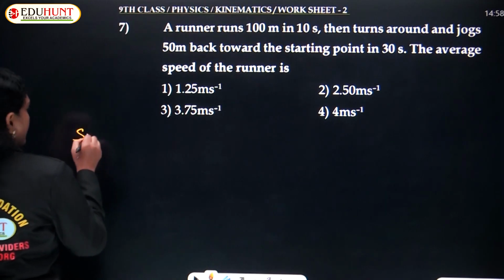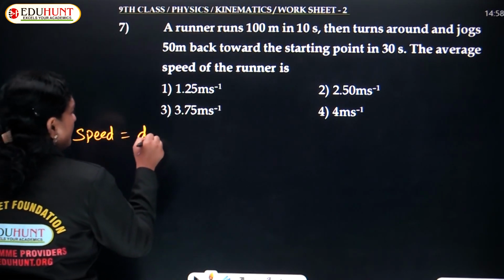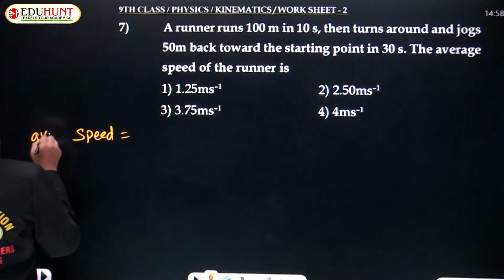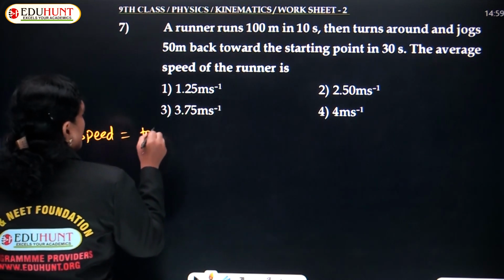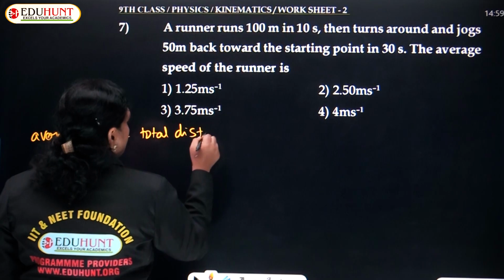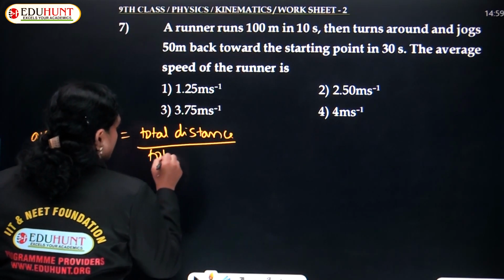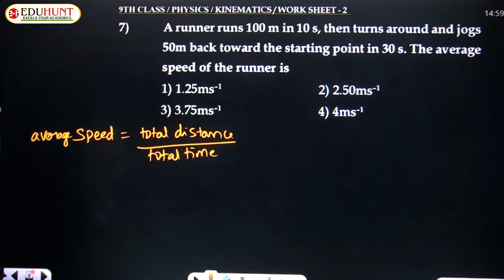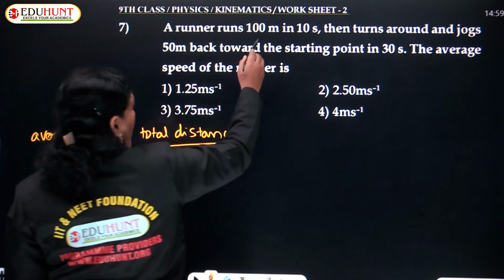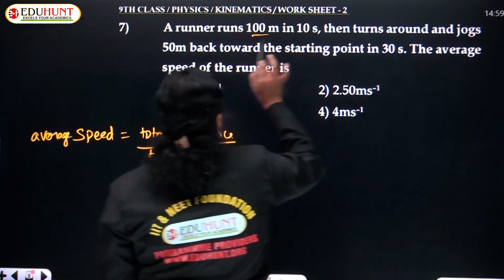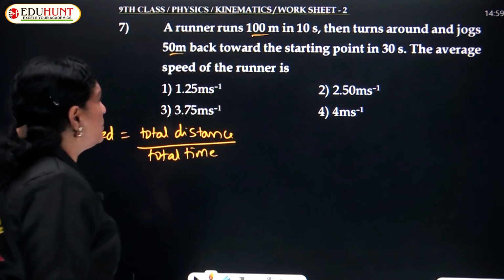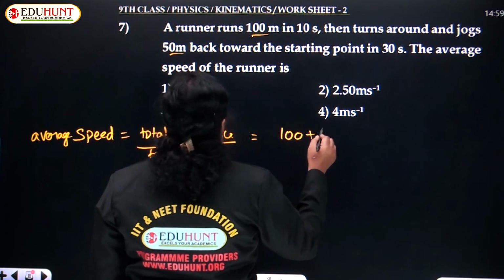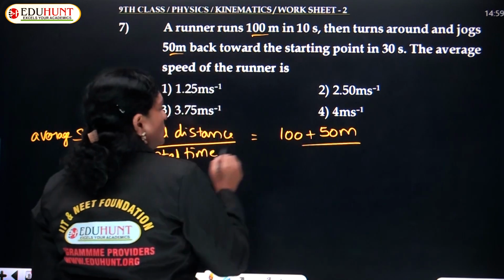So children, as we know, speed equals distance by time taken. As you are asked to find the average speed, it is given as total distance by total time. Total distance by total time gives your average speed. So what is the total distance traveled? The runner runs 100 meters and then turns around and again jogs back 50 meters. So what is the total distance? First he travels 100 meters and again he travels 50 meters. So this is the total distance traveled.